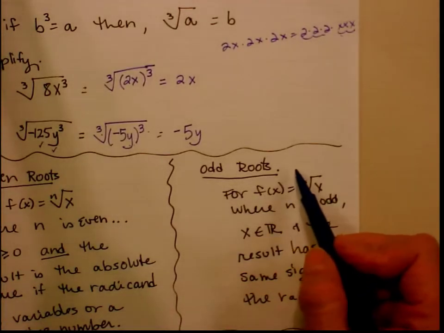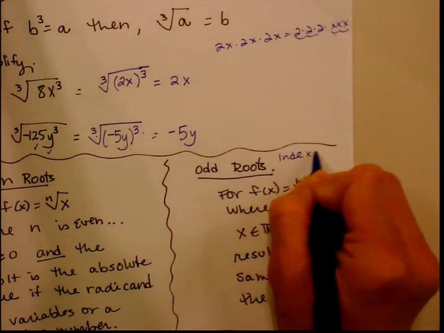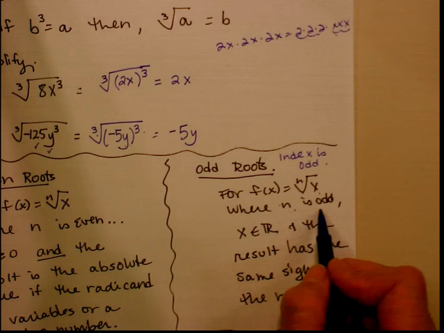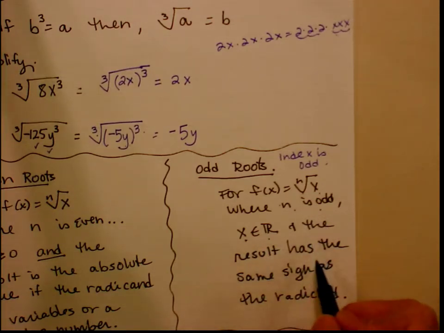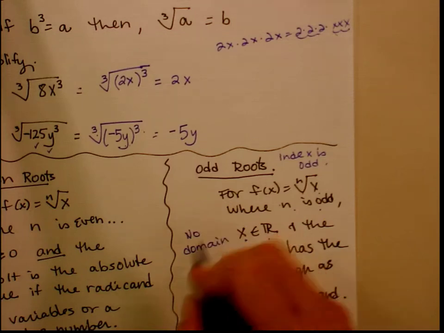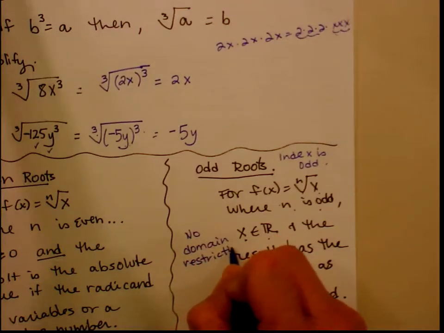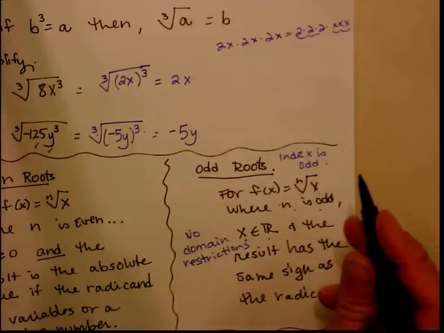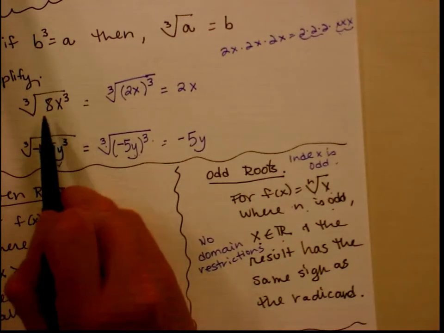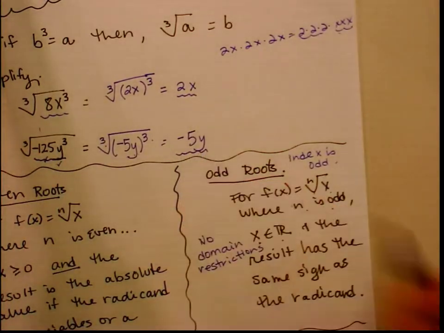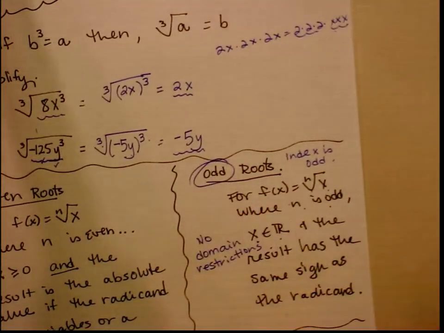So here's how it is for odd roots, we'll do that because we just talked about the cubed root. Odd meaning the index is odd. So for f of x equals the nth root of x, where n is odd, x is a real number, and the result has the same sign as the definition. Okay, so this means there are no domain restrictions for odd roots. Plug anything you want in, take the cubed root or the 5th root or the 7th root of any number at all, and the result you get out has the same sign as what went in. So up here, the ones we just did, if your radicand is positive, your answer is positive. If your radicand is negative, your answer is negative. Okay, that only happens when you have an odd root.